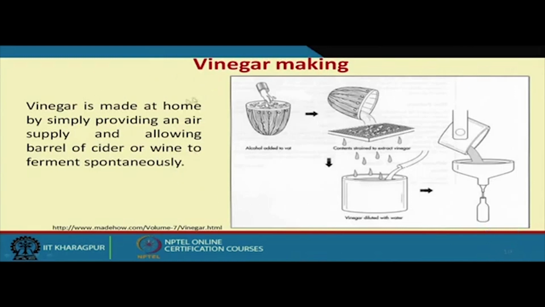Now, the vinegar, this is homemade. How is it homemade? This is just one typical photo, a schematic diagram is given here. Vinegar is made at home by simply providing the air supply and allowing barrels of cider or wine to ferment spontaneously. So here we have alcohol added in the barrel where we have vinegar, then we put it here, we take this out, and vinegar diluted with water, then we put it in bottles like this. This is how homemade vinegar is made.